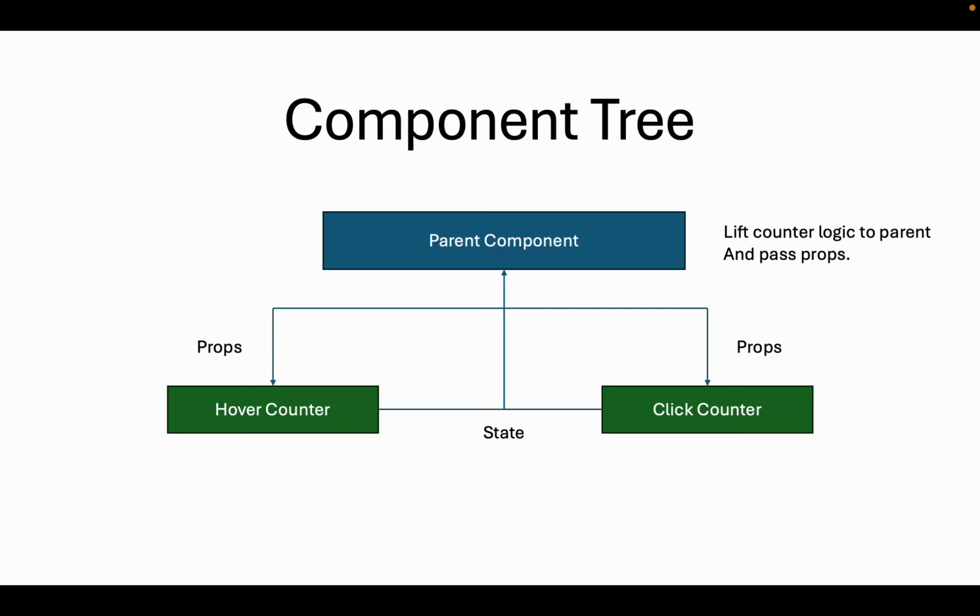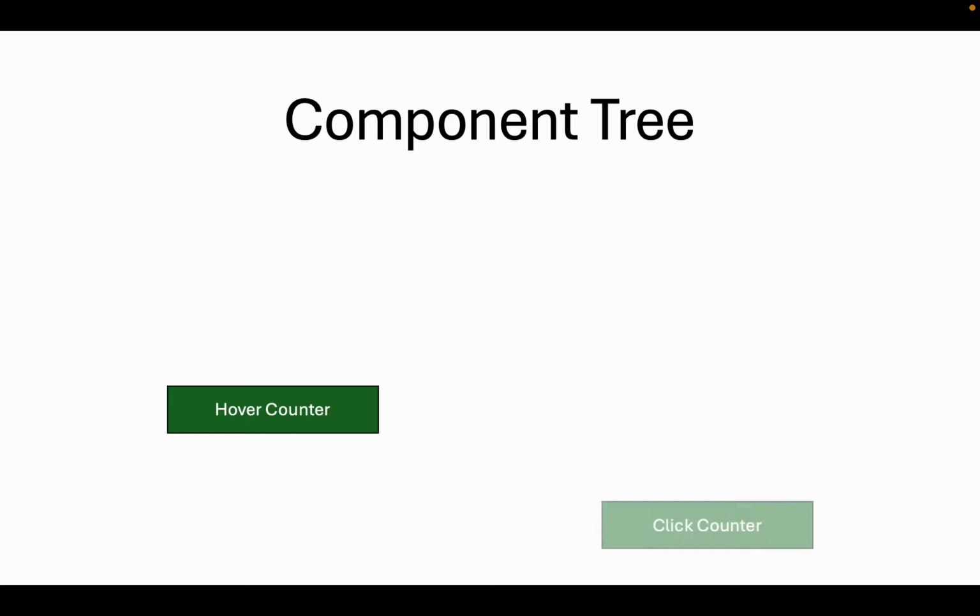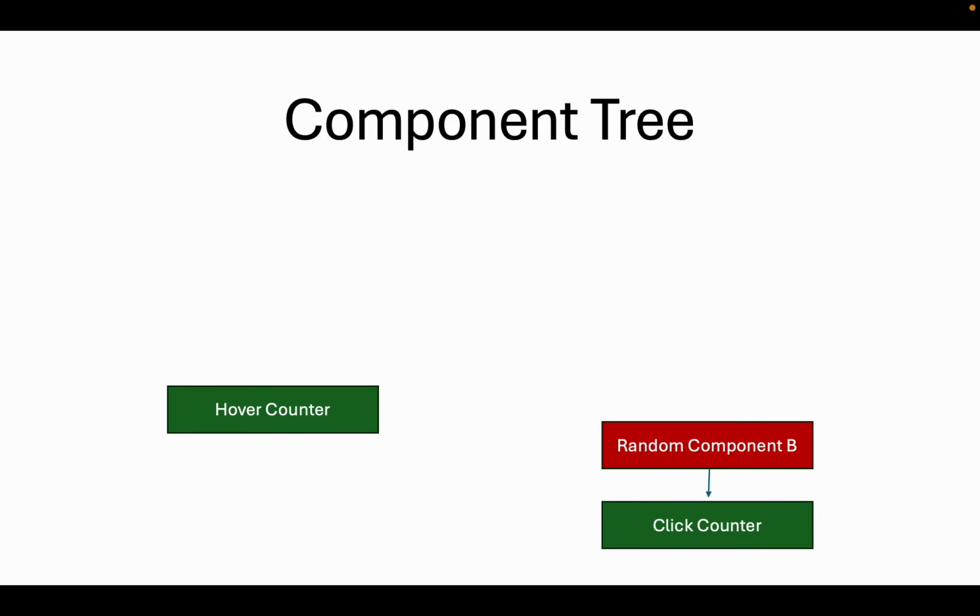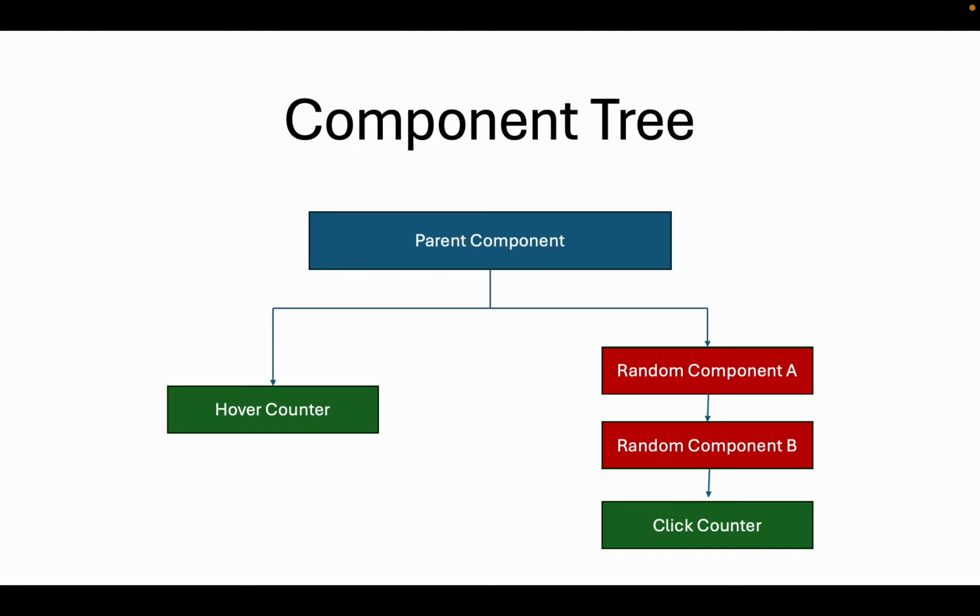But why will this work? This will work if all your counters exist on the same level. What if your hover component and click counter component are not on the same level? There is some random component B, some random component A, and then there is the parent component. How can you pass the common functionalities to a couple of components, like 5 or 6 components, as props? That's not fair, and you cannot control that easily either.